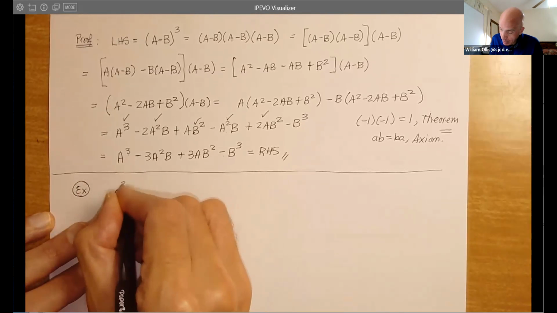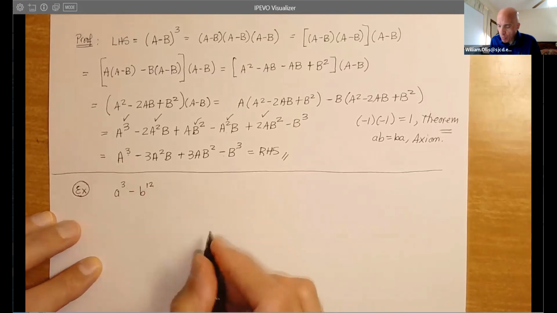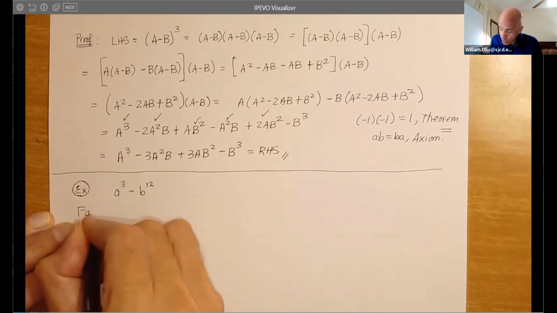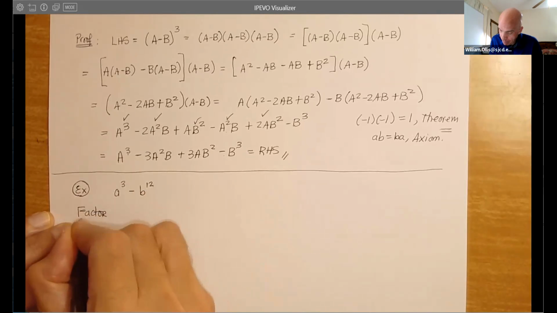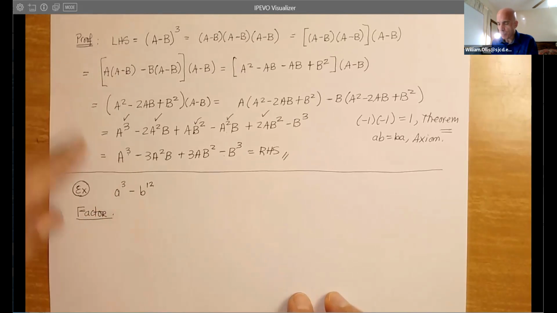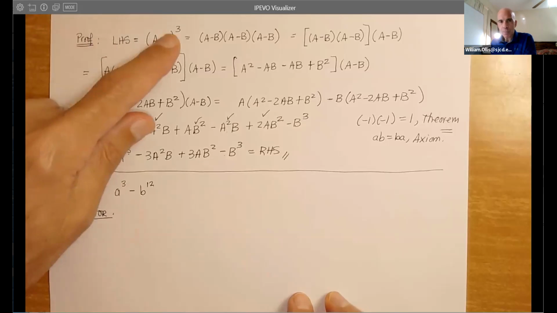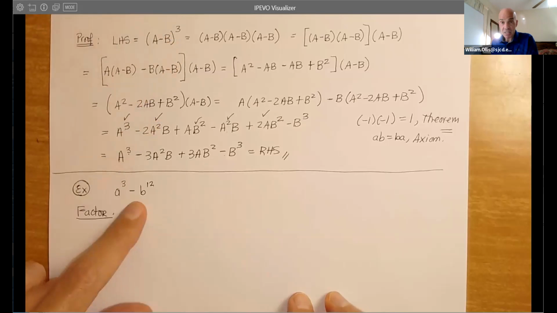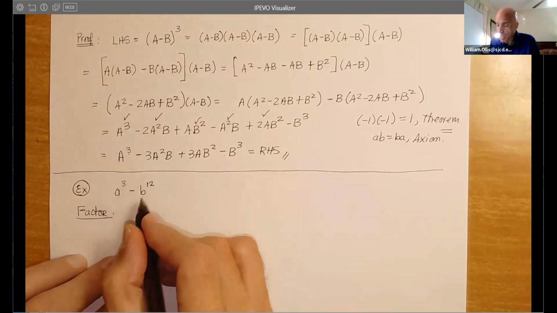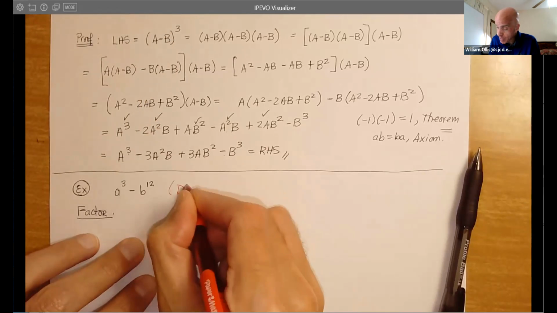We have a cubed minus b to the 12. Now, what we're asked to do is factor. Now, when we factor this, we first look up here and say, well, this is not a binomial cubed. This is a binomial expression, but it's not raised to any power except 1. So when we look at this, we think difference of cubes. That's all the patterns we have, difference of 2 cubes.